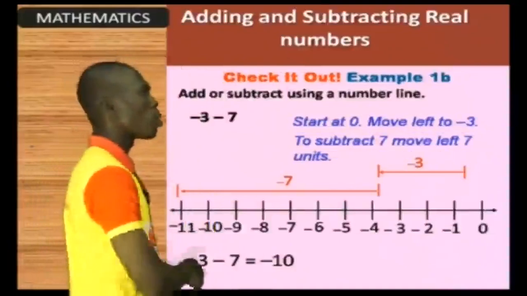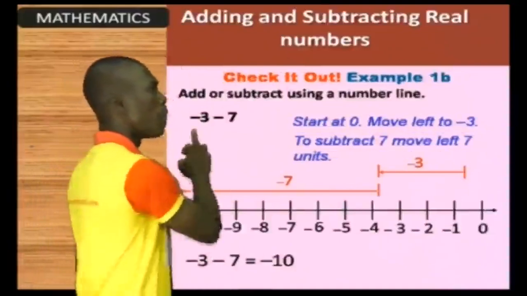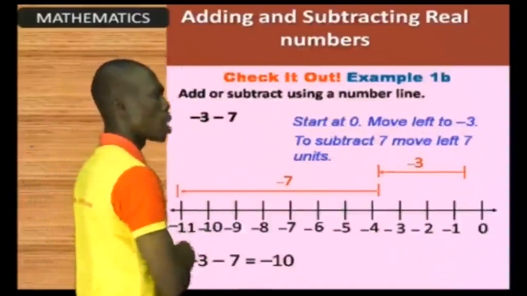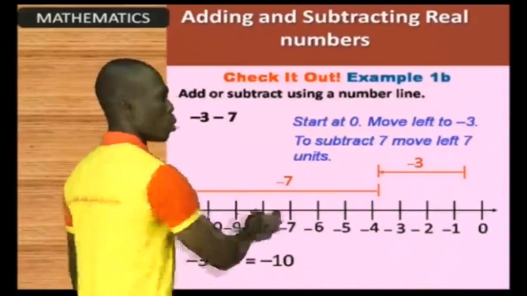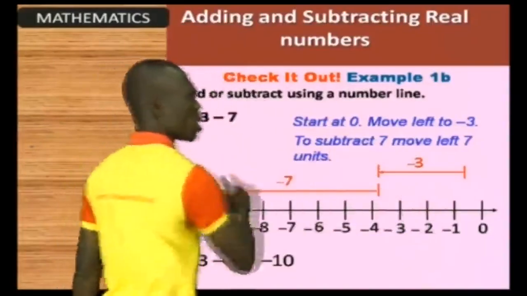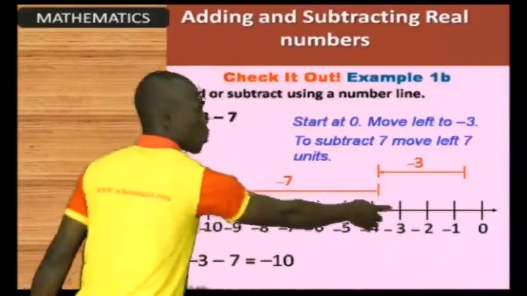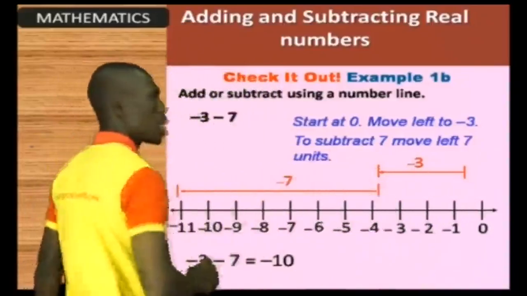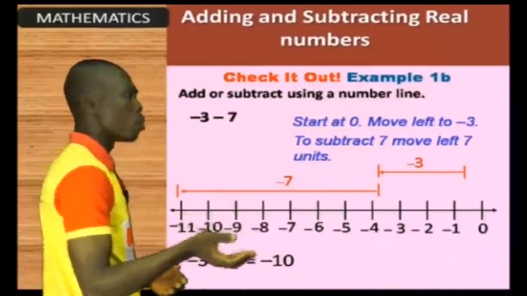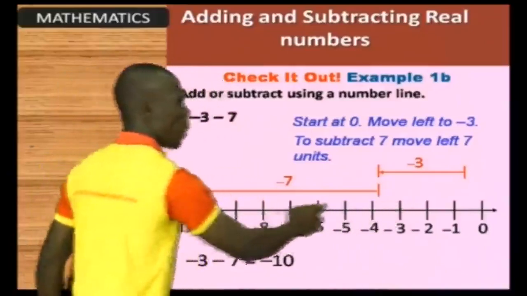Now, so quickly check this one out. How do we subtract using a number line? Minus 3 minus 7. Again, we start at 0. Minus 3 is the first thing. So I move from there to the left, since I'm subtracting, to minus 3. And again, I still need to borrow another 7. So I move again from that point, minus 7 again.